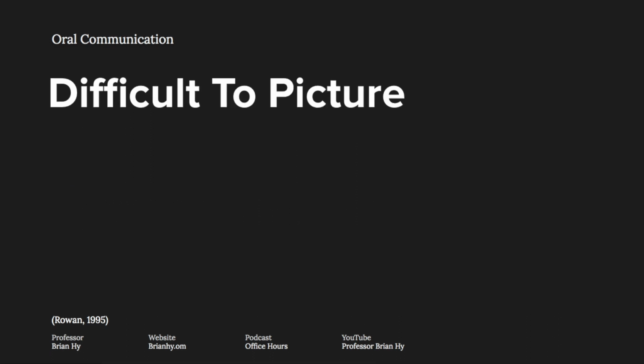Now let's take a look at difficult to imagine. Sometimes ideas or processes are difficult for your audience to understand because they are difficult to picture. Perhaps the process or the object that you are describing is too small to easily be seen, such as cellular mitosis, in which one cell divides into 2 different cells.